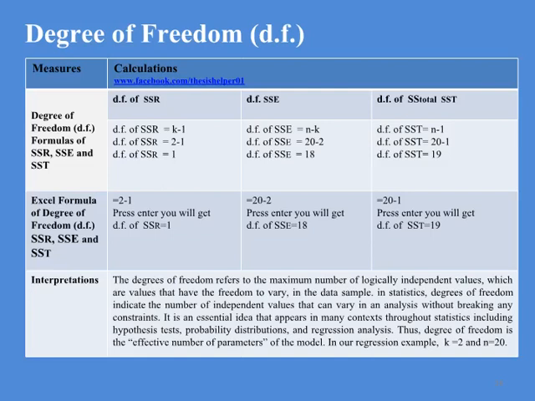Interpretations: the degrees of freedom refers to the maximum number of logically independent values, which are values that have the freedom to vary, in the data sample. In statistics, degrees of freedom indicate the number of independent values that can vary in an analysis without breaking any constraints. It is an essential idea that appears in many contexts throughout statistics, including hypothesis tests, probability distributions, and regression analysis. Thus, degree of freedom is the effective number of parameters of the regression model. In our regression example, k is equal to 2 and n is equal to 20.